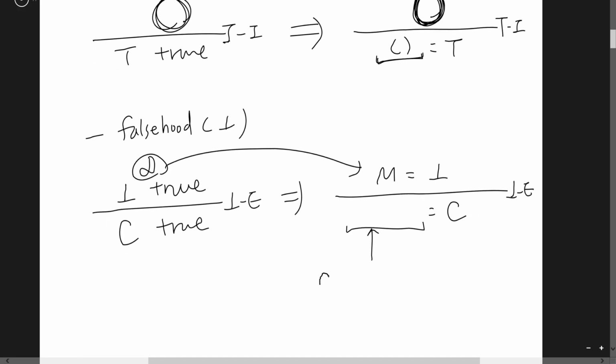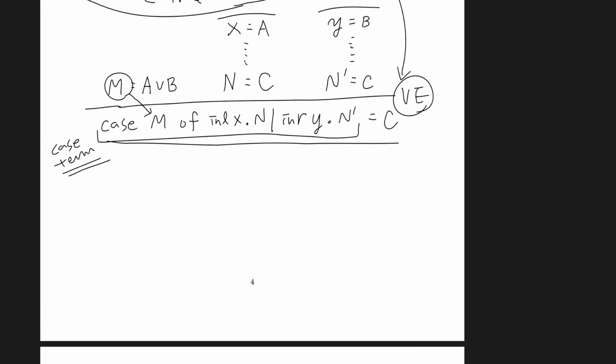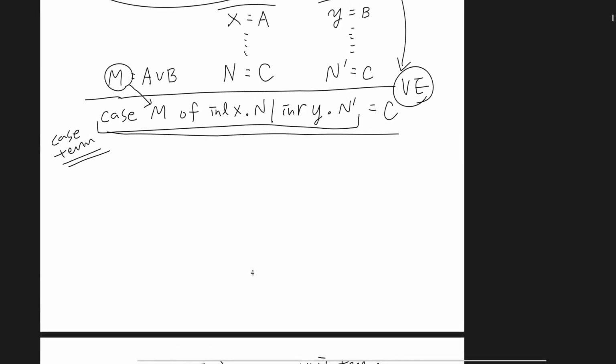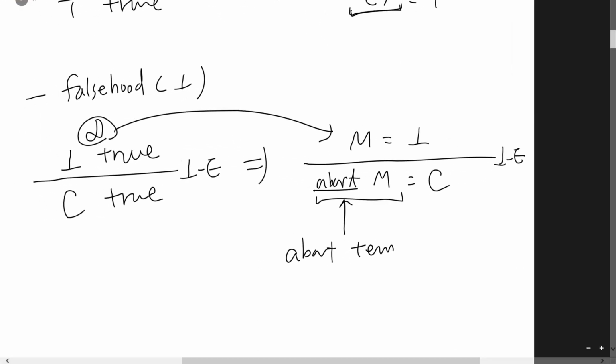And we use this abort term, abort M. So this is the keyword. But it's impossible to deduce this type C, so we annotated this abort with a C. Now we can always get the type C by looking at the annotation here.